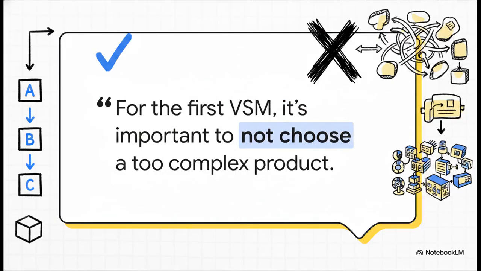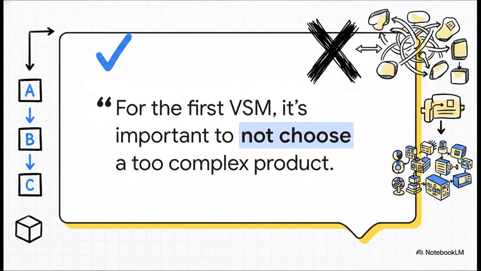I want to highlight this fantastic quote from the International Group for Lean Construction Proceedings. It says, "For the first VSM, it's important to not choose a too complex product. Keep in mind that a VSM is done on one product. Do not lose focus."